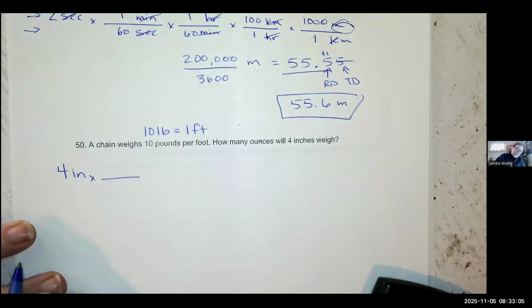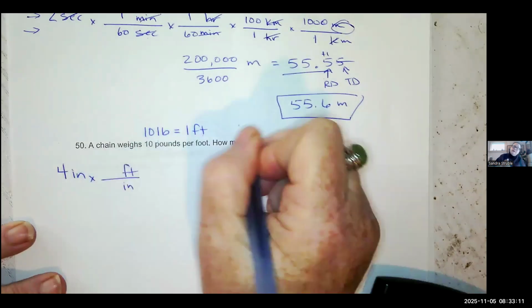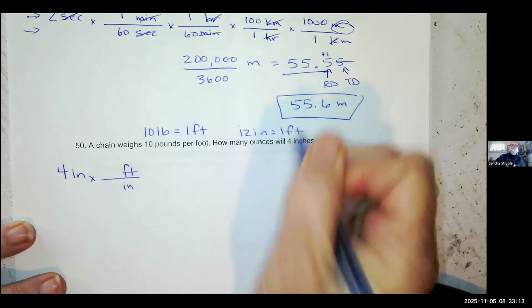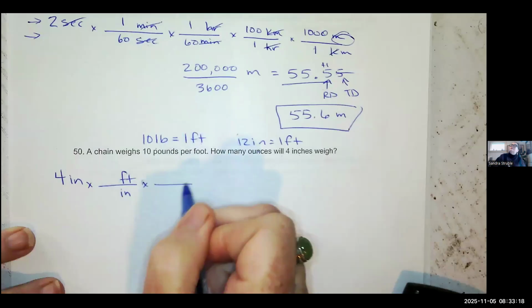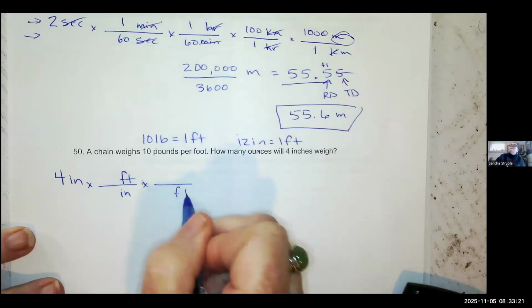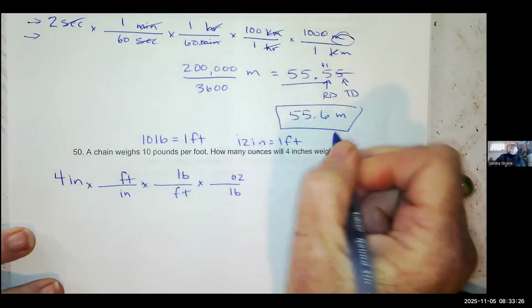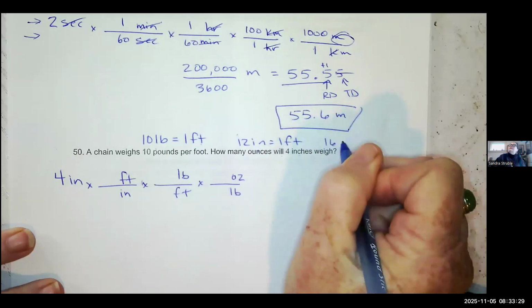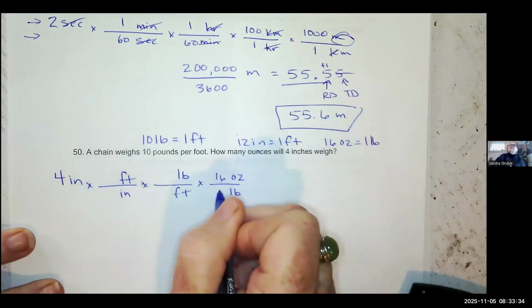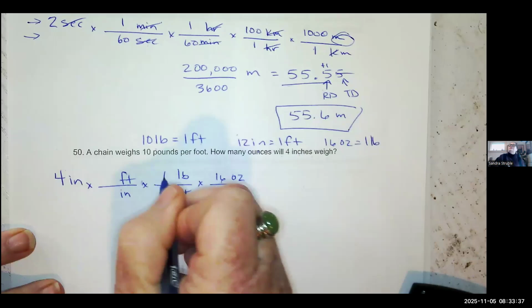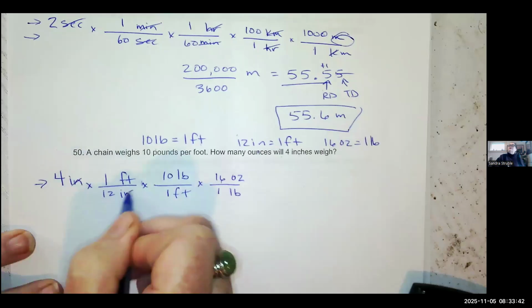So I need to get rid of inches. I can go inches to feet because there's 12 inches in a foot. Again, you can acknowledge this on your American portion. And then we can go from feet to pounds. And then we can get from pounds to ounces because there are 16 ounces in 1 pound. All right, 16 ounces in a pound. And then we're doing 10 pounds per foot. And there's 12 inches per foot. Multiplying straight across, my inches are gone, feet are gone, pounds are gone, left with ounces.